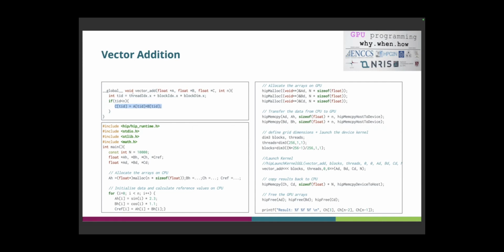The result C corresponding to this index TID is just input A of TID plus B of TID. What's different for this function is that we gave it this global attribute. By giving this global attribute, we indicate to the compiler that this is a GPU function that is going to be launched from the CPU, and is going to be launched with some number of threads.